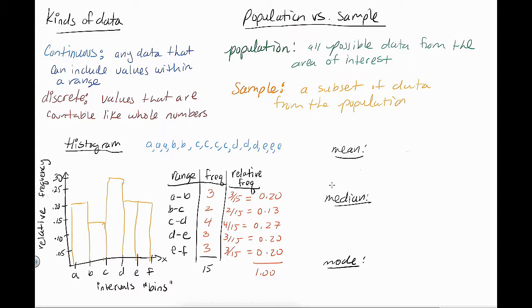One more thing that I want to review with you is mean, median, and mode. Remember, the mean is just the average, so you add up all of the data points and divide by how many there are. The median is the middle, but what you have to remember to do is arrange your data from least to greatest and then find the middle number, or the middle data point.